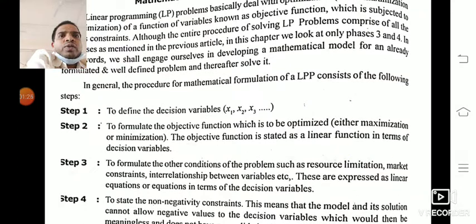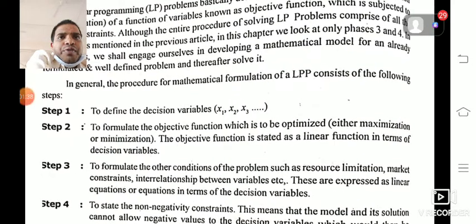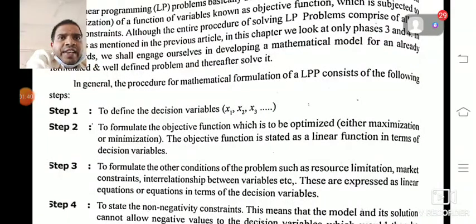Step 1 is we need to define the decision variables. These are the unknown variables, in terms of x1, x2, x3, like this. In step 2, we formulate the objective function. If the problem comes under the profit category, then the objective function is maximization. If the problem comes under loss, then you define the objective function as minimization.